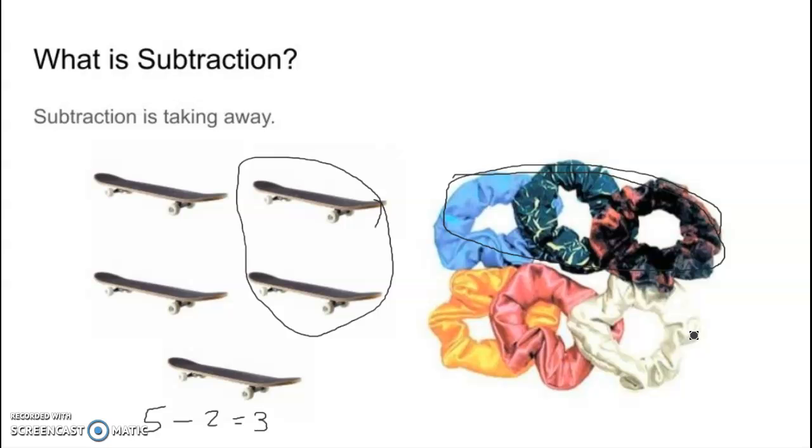So if you start with 6 and you take away 3, how many would you have left? That's right, you would have 3 scrunchies left. So we can show this as 6 minus 3 equals 3, because you have 3 left over. So the important thing to remember here is that subtraction is taking away.